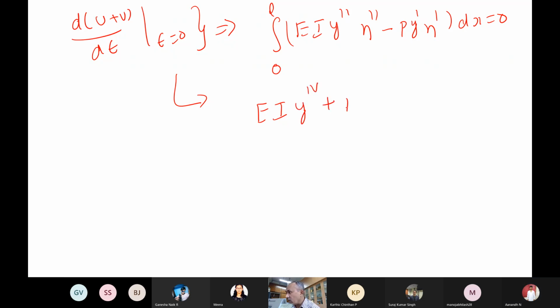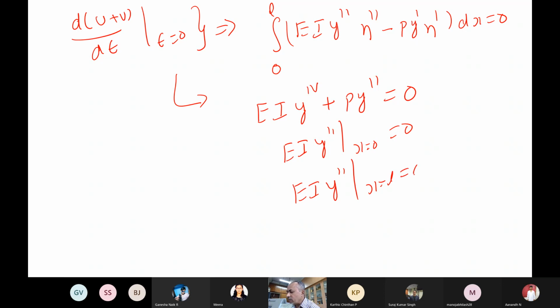If you see this one, py double dash is 0. Then apart from the equation, what does it give extra? Natural boundary condition. So in this problem you will nicely get y double dash x is equal to 0. You will get everything. This is the beauty of calculus of variations: it gives you the equation of motion and it will also give you the boundary condition.